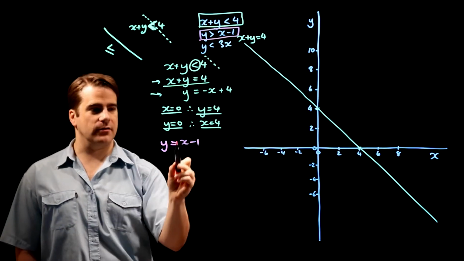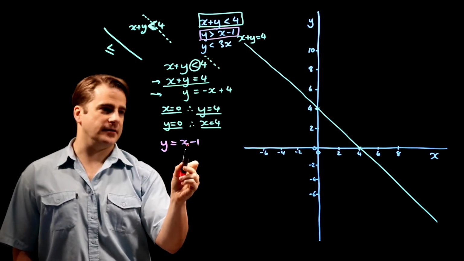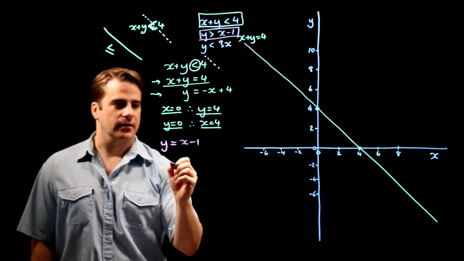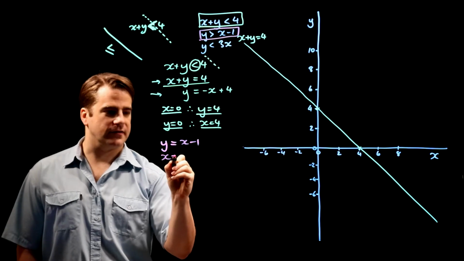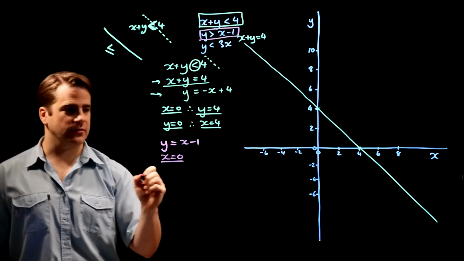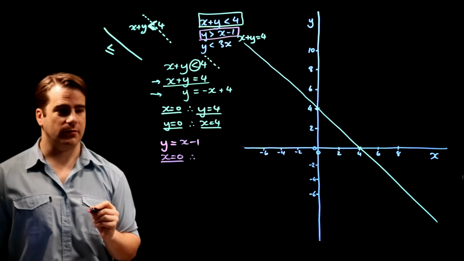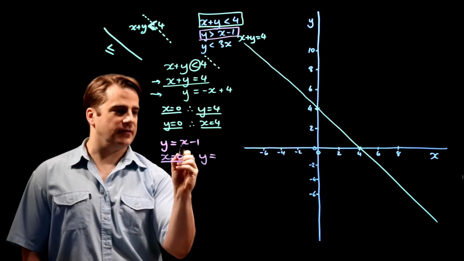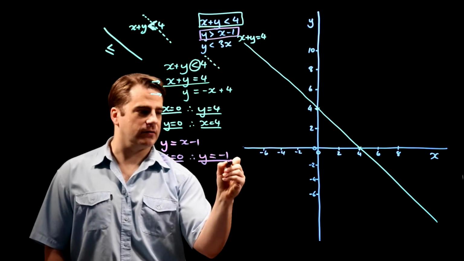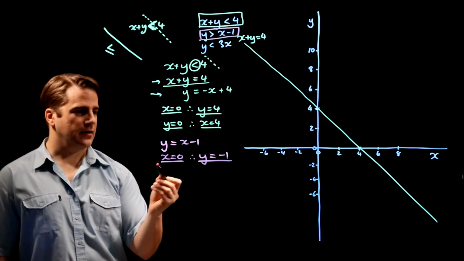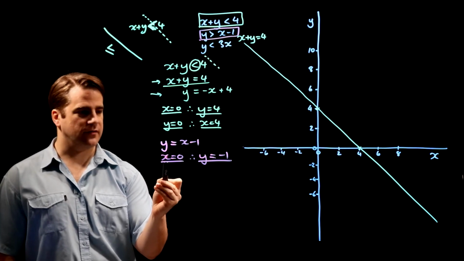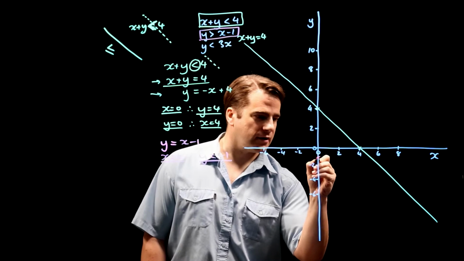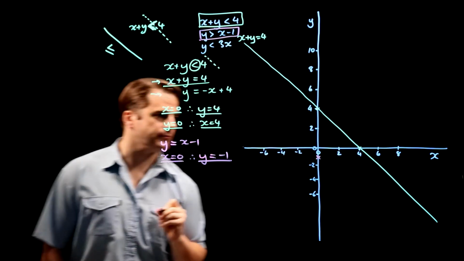But again, I'll show you the picking values of x and y and finding 2 points method. Always a good idea to start with x equals 0. So put x equals 0 and find out what y will be. When x is 0, therefore y equals 0 minus 1 is just minus 1. Okay? So we know it goes through the point 0, minus 1. Like I said, it goes through that point there.